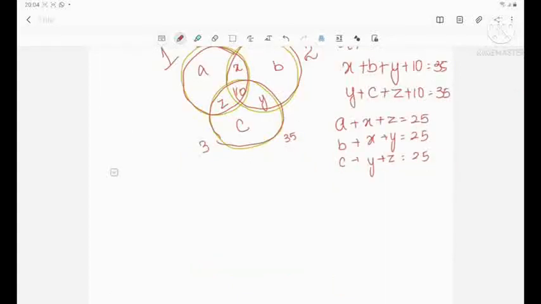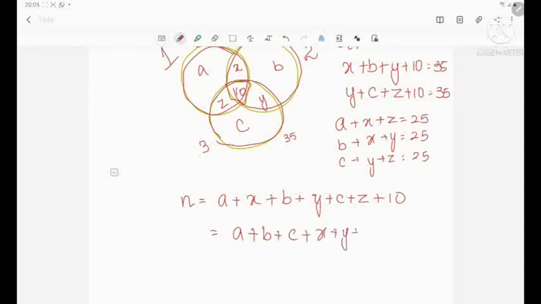The total number of students, let us assume it as n, can be written as A plus X plus B plus Y plus C plus Z plus 10. That is here. Okay. So we have A plus B plus C plus X plus Y plus Z plus 10. So this is the value of n. So mark this equation as 1.